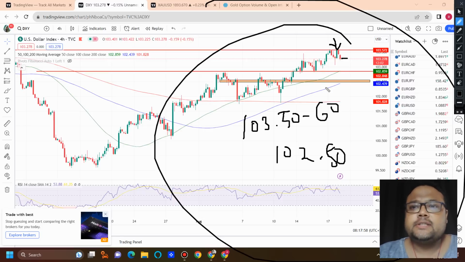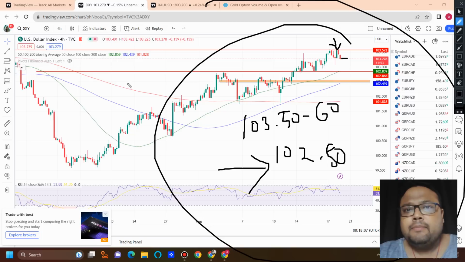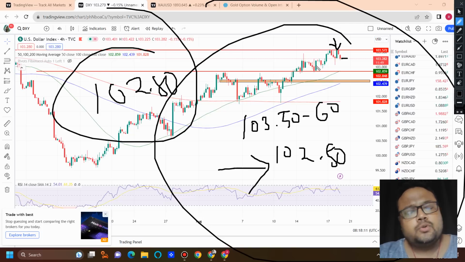103.50 to 103.60 is still the resistance for DXY and 102.50 is still the support for DXY. But before 102.50, there is also an immediate support around 102.80. So the levels on DXY are still the same here.